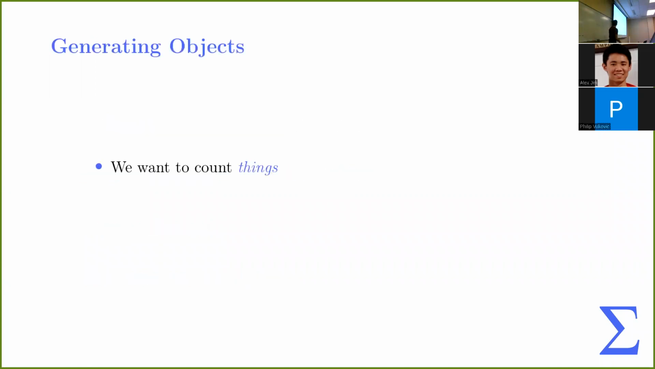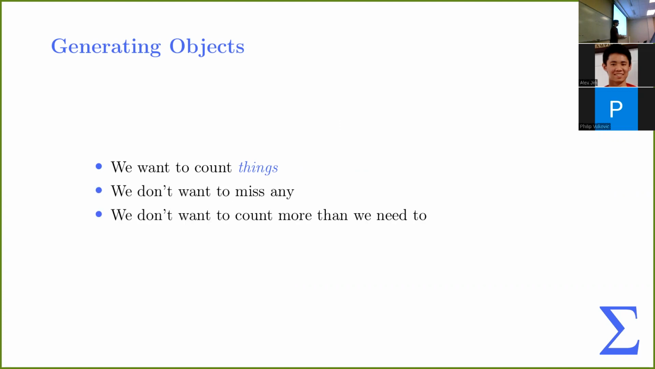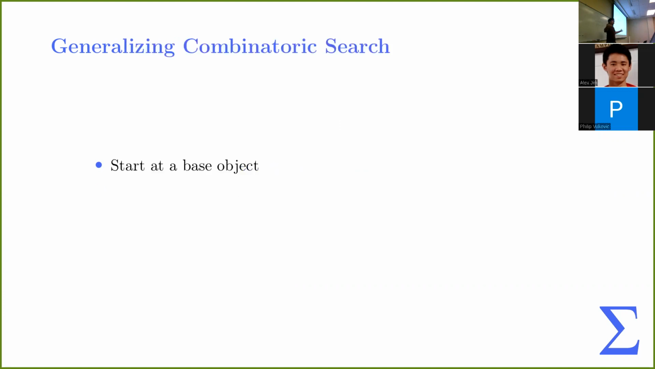Start with motivation. When we generate objects, or just when we do combinatorics in general, we want to count things. That's what we're doing: counting sets, counting how many objects there are, right? We don't want to miss any of them. We don't want to double count any. We don't want to count any more than we need to. So how do we actually do that?